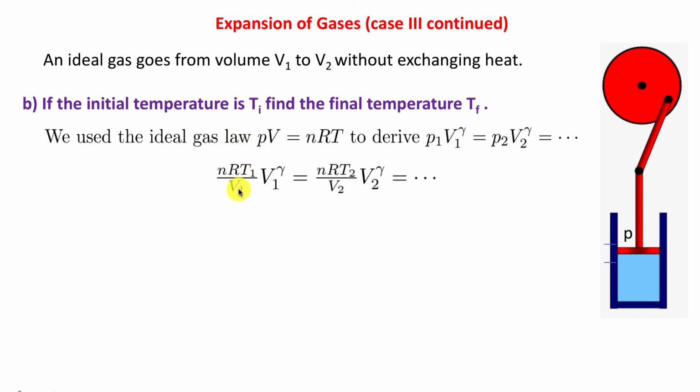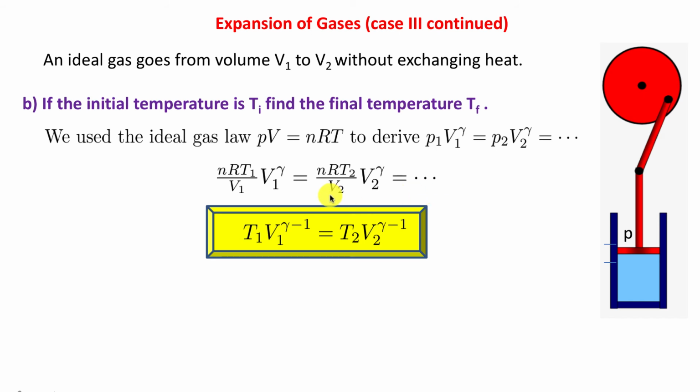So nRT1 divided by V1 into V1 to the gamma. Now this has to be the same with the temperature being T2, the volume being V2. And so we now have a relationship. You see, n and R cancel over here. What is n? n is the number of moles, and we are not allowing any changes in the number of molecules, so they cancel from both sides. And so we get the relation between the temperature and the volume. Earlier, it was the relationship between the pressure and the volume. Now it is between the temperature and the volume. And you can see that this gamma minus 1 came because there's a V1 in the denominator.